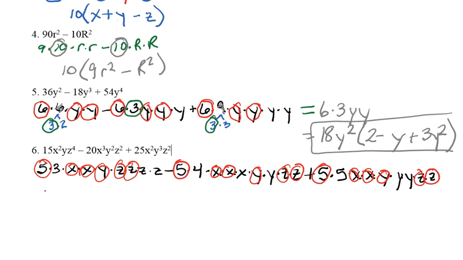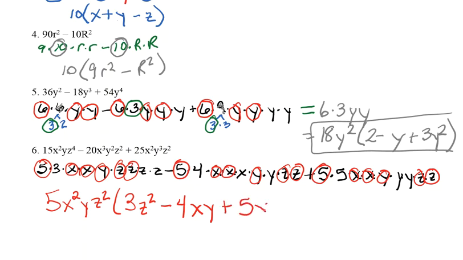So what is circled? I have a 5 circled. I have 2 X's circled. I have a single Y circled. And I have 2 Z's circled. Uncircled, I have a 3 and 2 Z's in the first one. I have a 4, a single X, and a single Y in the second term. And I have a 5 and 2 Y's in the third term. I started with 3 terms. I ended with 3 terms.